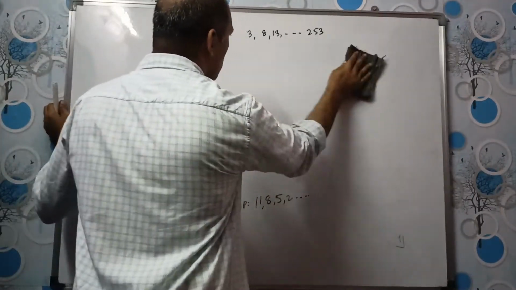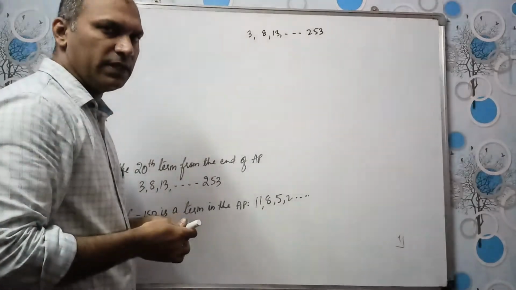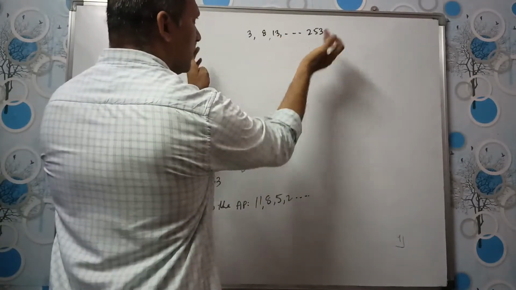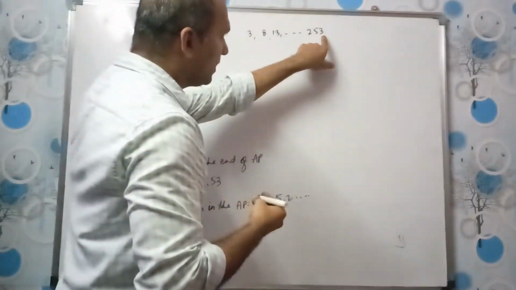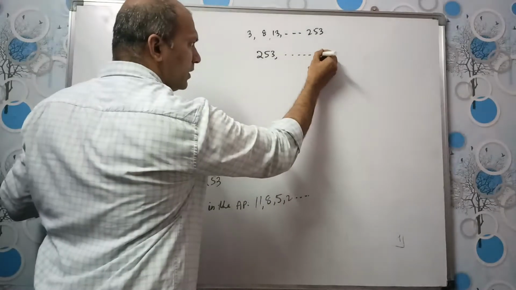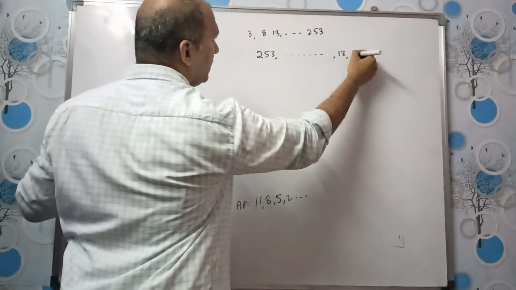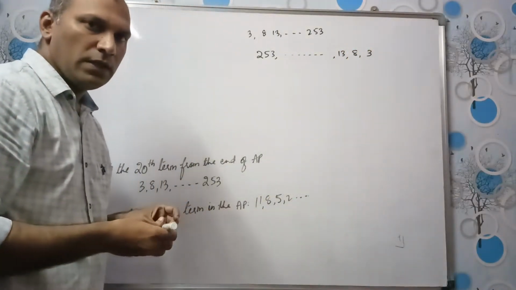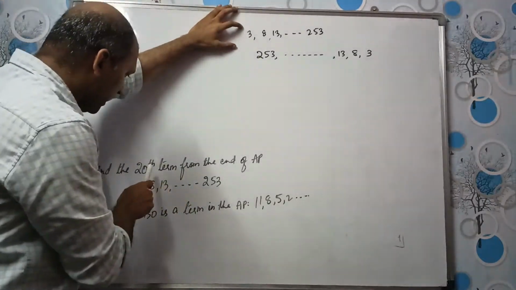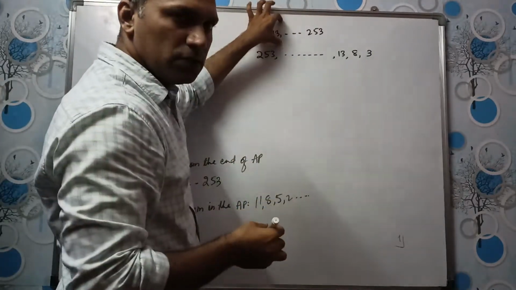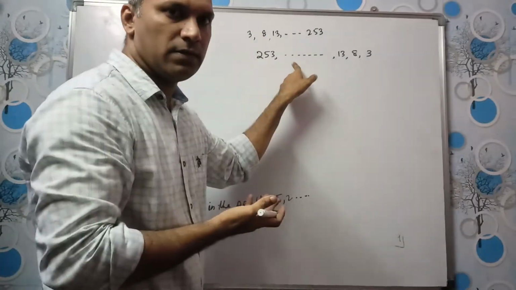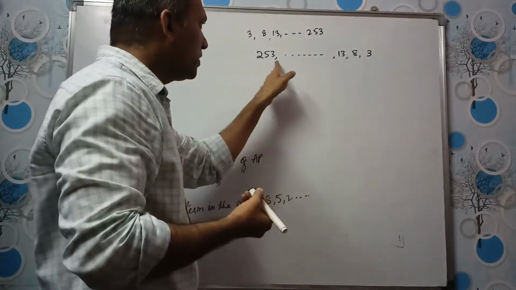So don't worry, this is also very easy. What we can do now is reverse the series. Let us write the last term first. So 253, all the terms will come, and again 13, 8 and 3. Now by reversing the series, what did we do? We needed to find the 20th term from the end. So the 20th term from the end of the first series will be the 20th term from the starting, right? It will be the 20th term from the starting.